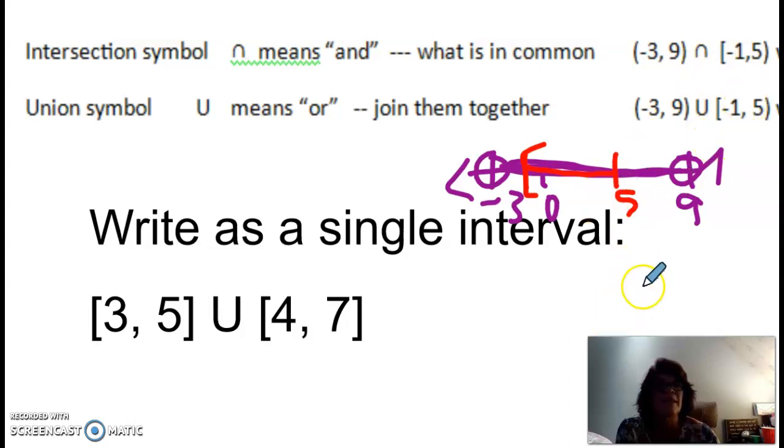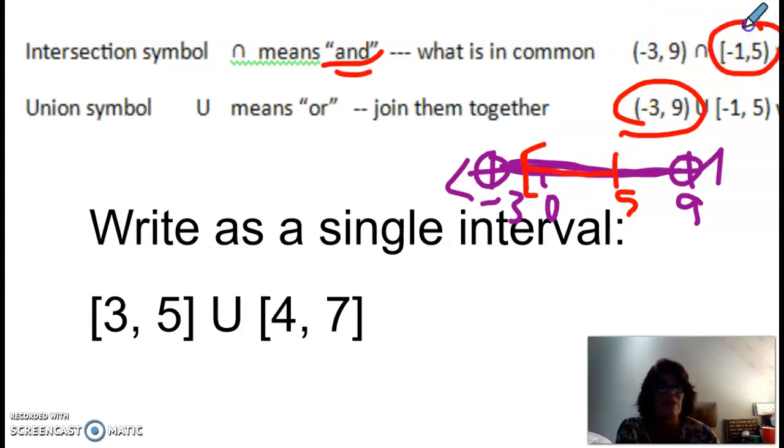Well, I'm joining them together. That's not what they have in common. And is what they have in common. If I'm joining these together, I simply can just say negative 3 to 9. Negative 3 to 9 encompasses negative 1 to 5. However, if I said what do they have in common, then that's only the negative 1 to 5. Okay, so just be careful.